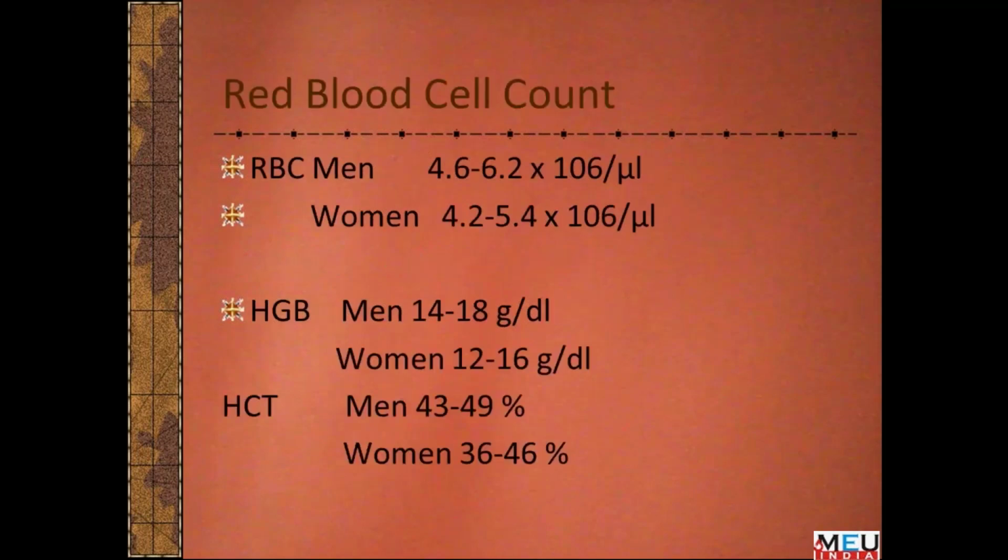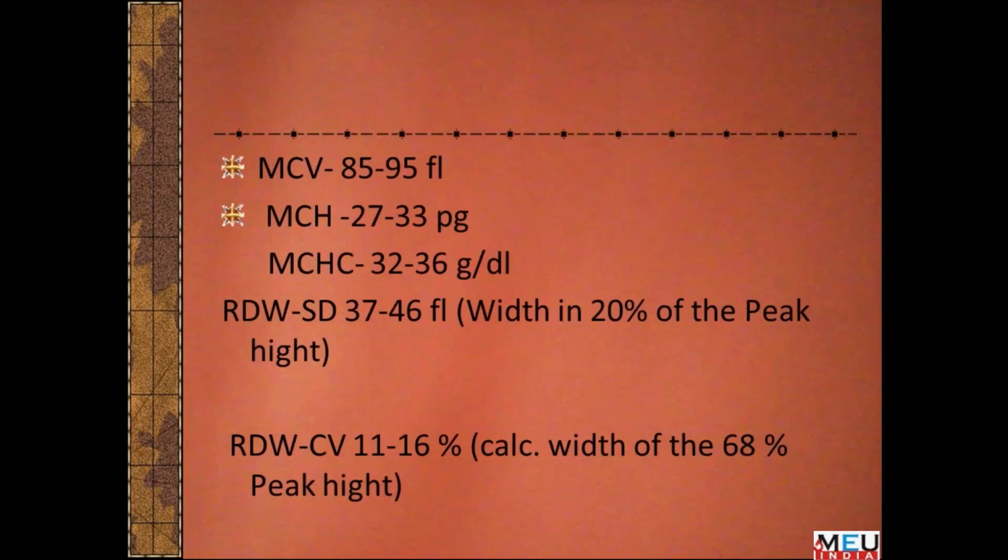The RBC count, as we all know, for men is 4.6 to 6 million, or you can take slightly lower, 3.5 to 5 million, whereas in females it is lower. The hemoglobin is 14 to 18 grams per deciliter in men. In women it is 12 to 16 grams. The hematocrit is 43 to 49%, while it is lower, around 36 to 46% in women. All these parameters are important when flags are generated.